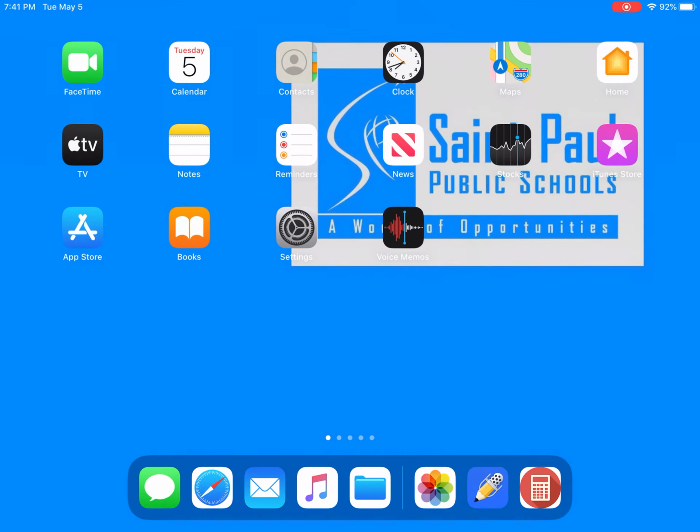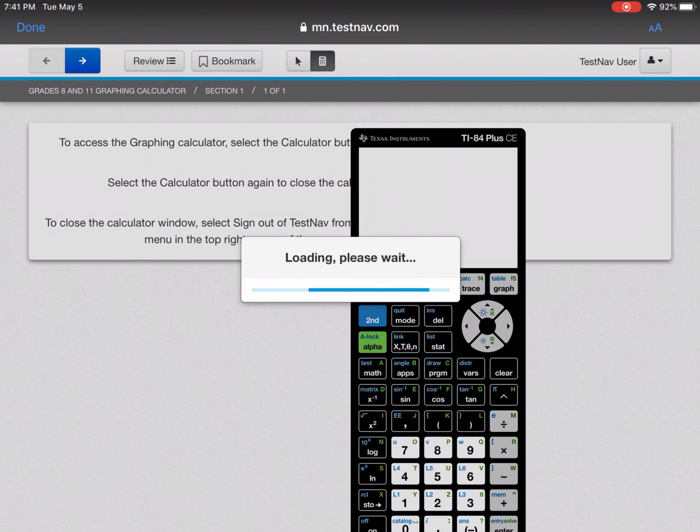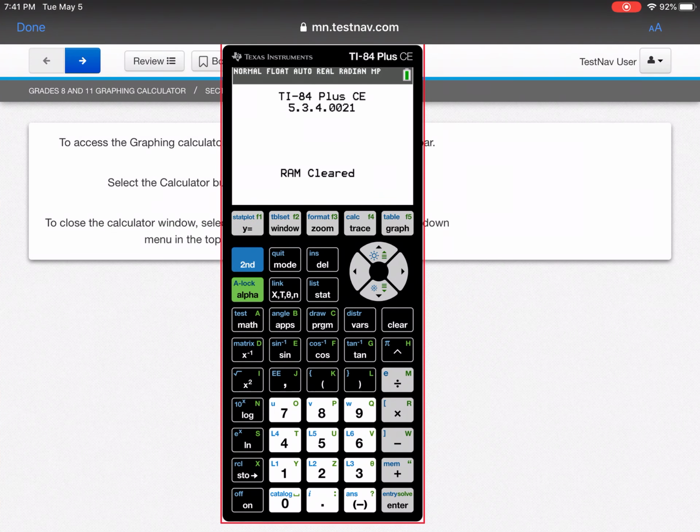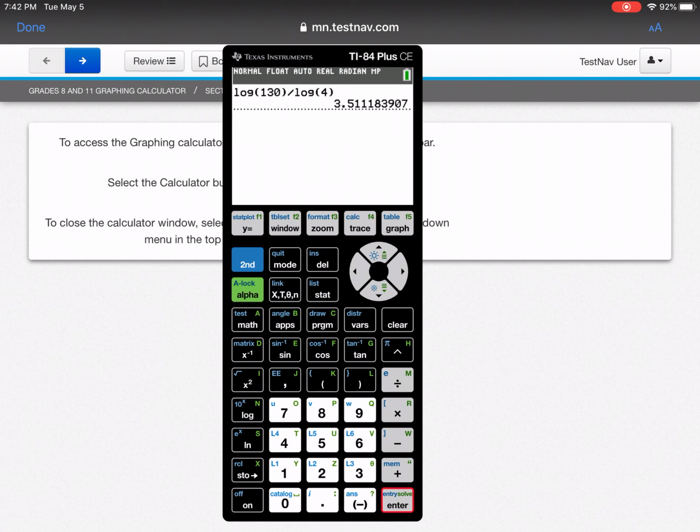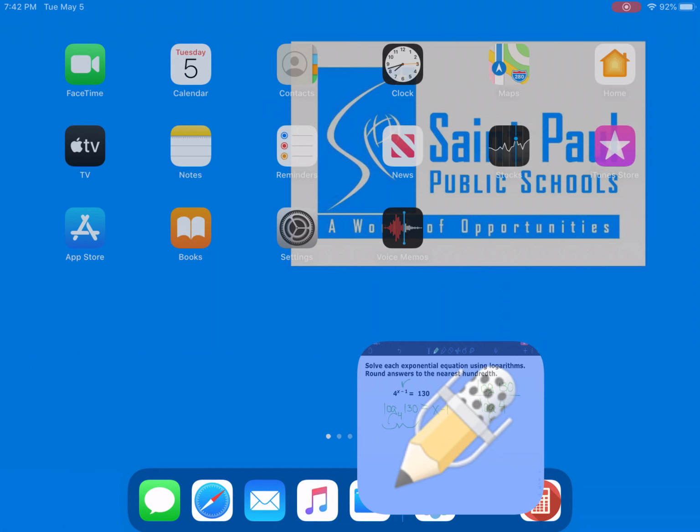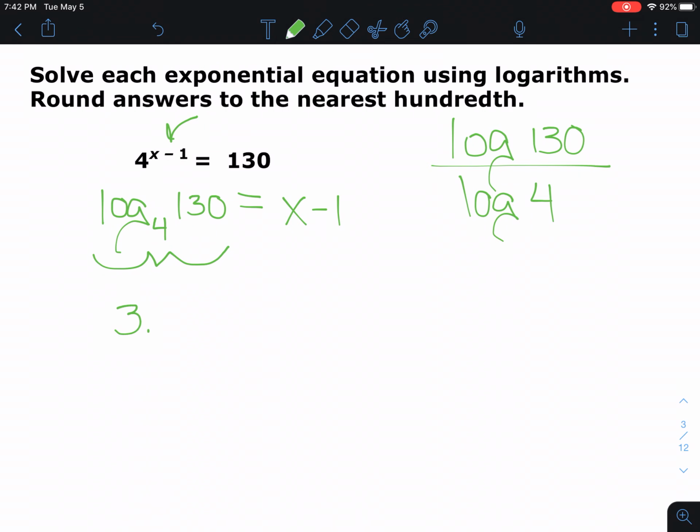So we're going to need our calculator. Okay, so log 130, close the parenthesis here, don't forget that part, divided by log 4. And we get 3.51. Remember to round to 2 decimal places. So this right here is 3.51. Remember, that means 4 to the 3.51 power will give us 130, equals x minus 1.